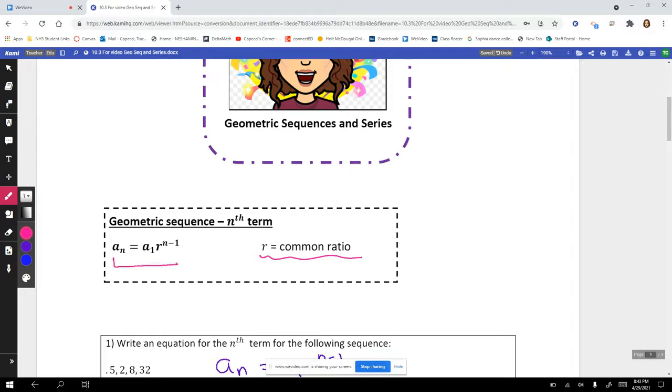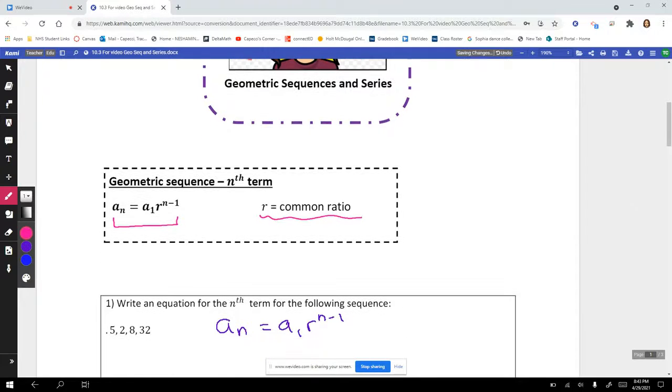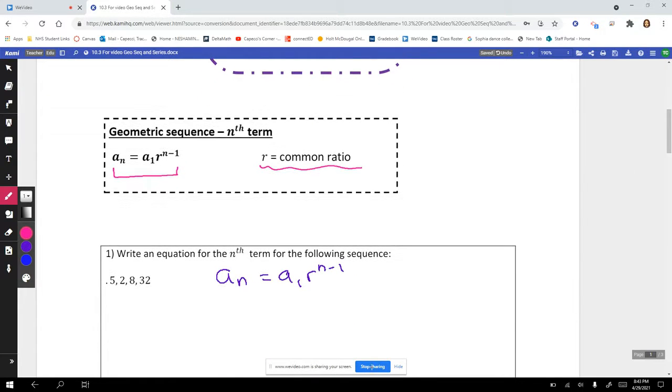Okay, so here's a little formula, an equation we're going to use involving geometric sequence. The A sub n, if you remember, stands for the last term. A1 is the first term of the sequence. R is going to be the ratio, what are you going to multiply by, and n is the number of terms.